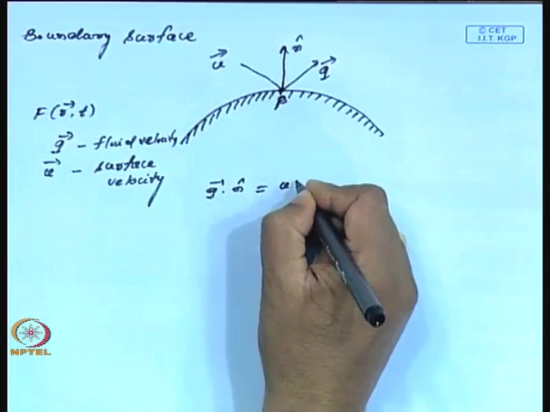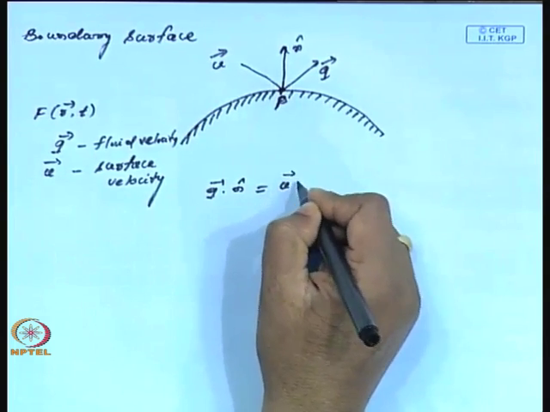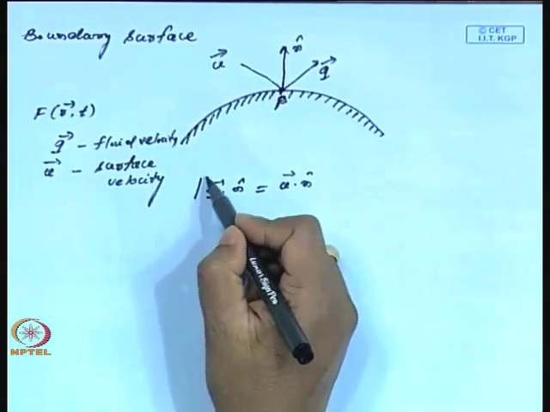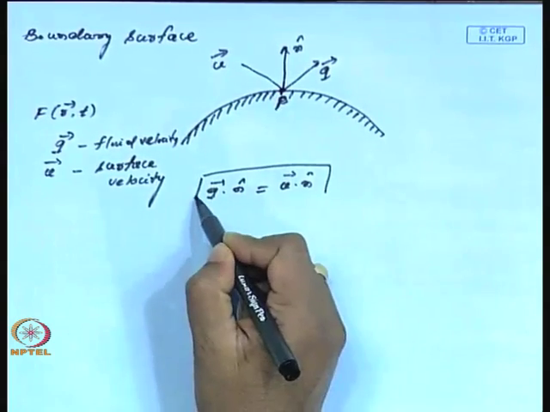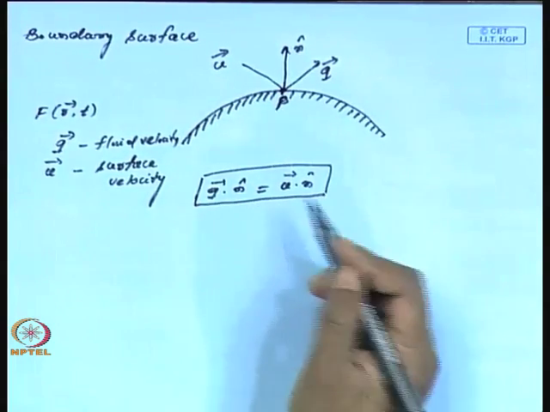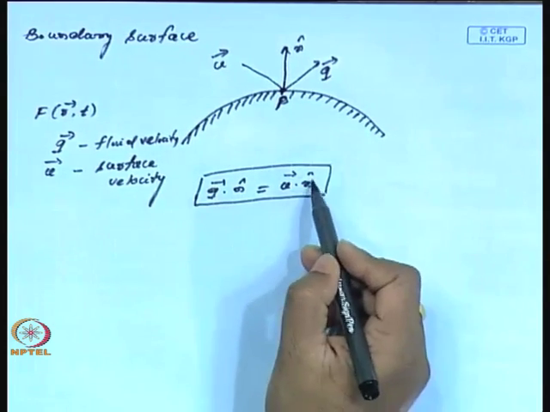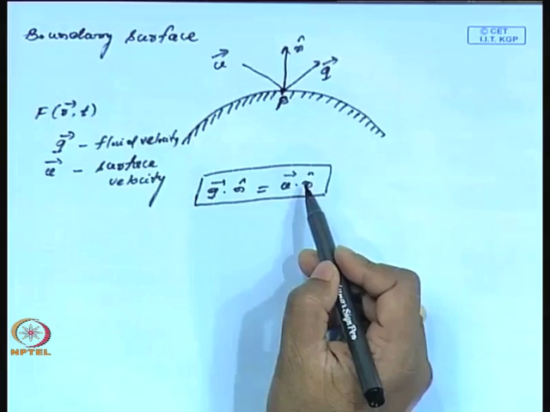So, that will be u bar dot n hat. So, at a boundary surface this condition has to be satisfied, because this is the normal component of the velocity of the fluid particle at the point, this is the normal component of the surface.